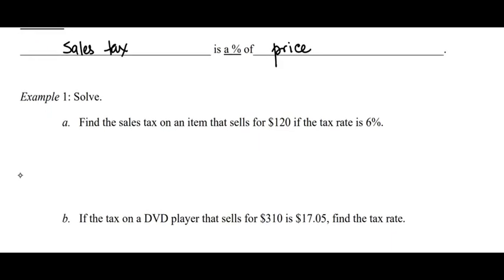Find the sales tax on an item that sells for $120 if the tax rate is 6%. All right, so remember the sales tax is always your is part. So sales tax, 120, and the tax rate is 6. This is going to be your is part, this is going to be your of, and of course you have the P for 6%. Let's set it up. So I have 100, 6 goes above the 100, and then I do not know the sales tax, but I do know that is of 120.